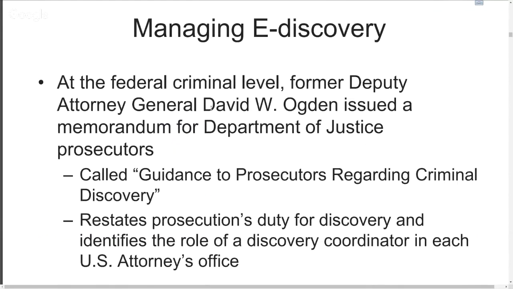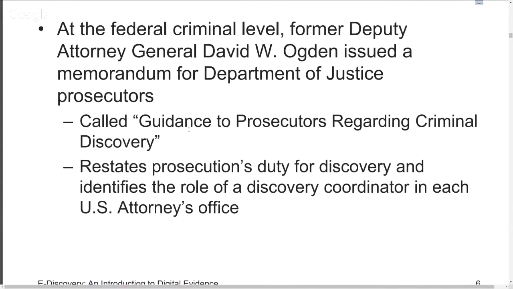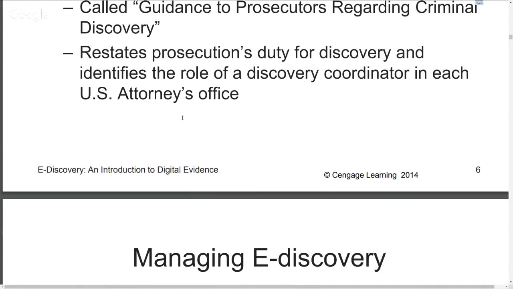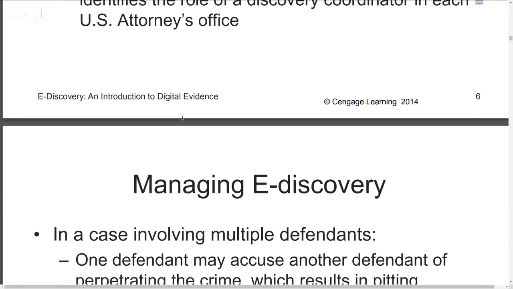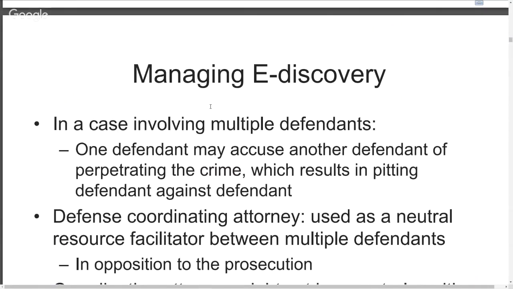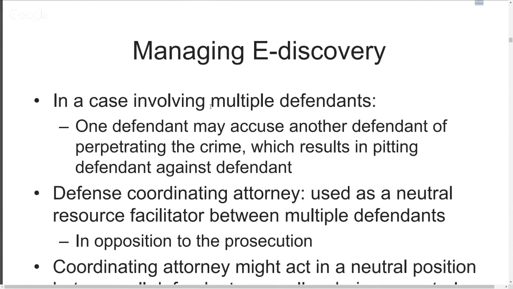Former Deputy Attorney General David W. Ogden issued a memorandum to the DOJ called Guidance to Prosecutors Regarding Criminal Discovery, where it states the prosecution's duty for discovery and identifies the role of discovery coordinator in each U.S. Attorney's Office. With multiple defendants, one defendant may accuse another. They point the finger at another, and they, in turn, point the finger back.